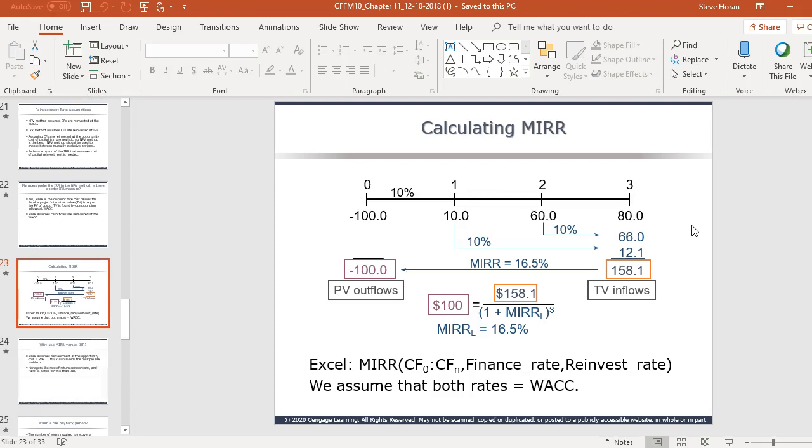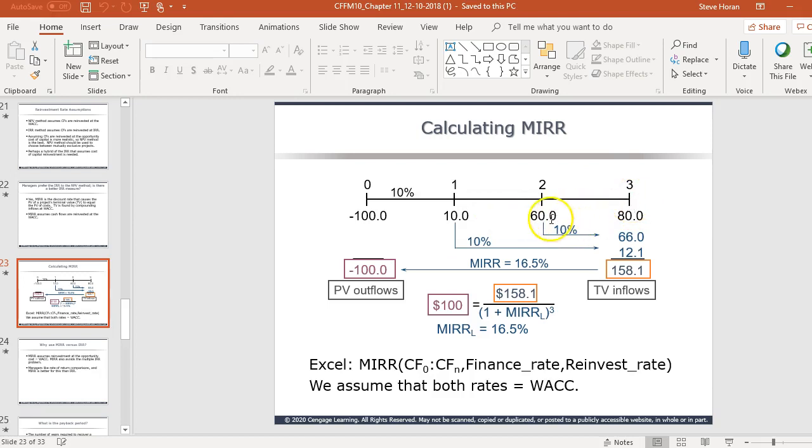So we'll go back to project L, and you can see here that I still invest the $100. I have the 10% return. I received cash flows of 10, 60, and 80. But now I'm pointing my arrows to the right, so I'm compounding forward focused. So 80 is 80, right? Because I'm trying to get to the terminal year, which is year 3.